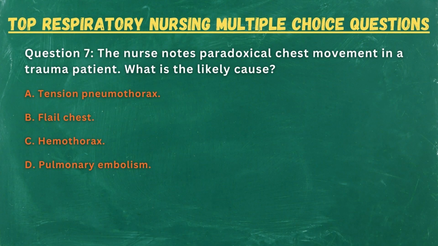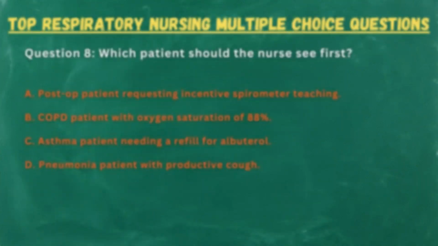Question 7. The nurse notes paradoxical chest movement in a trauma patient. What is the likely cause? A. Tension pneumothorax. B. Flail chest. C. Hemothorax. D. Pulmonary embolism. Answer. B. Flail chest.